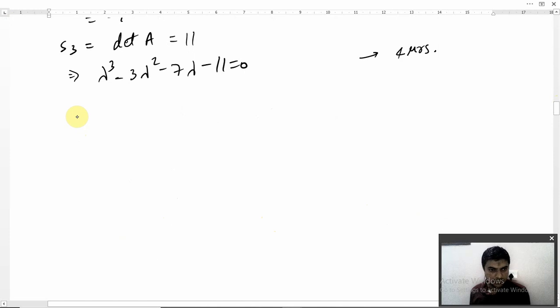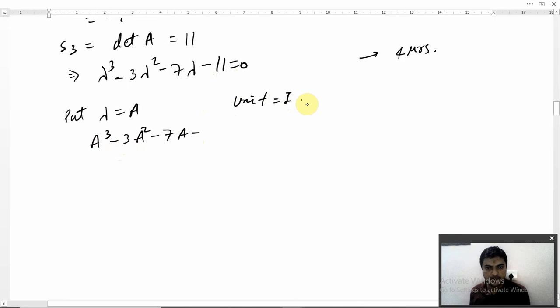Now when you take the Cayley-Hamilton theorem and find the inverse, at that time we put lambda equal to A. So this is going to become A cube minus 3A square minus 7A minus 11. Here you can see nothing is there, meaning we always consider the unity as I, that is nothing but an identity matrix. So the identity matrix, I am going to take this as 11 I is equal to 0.